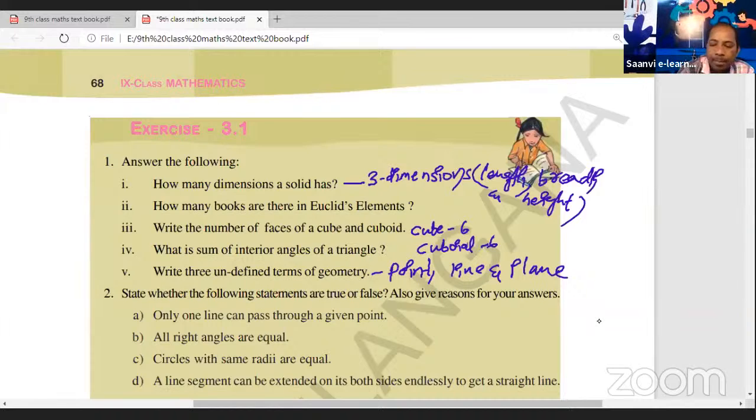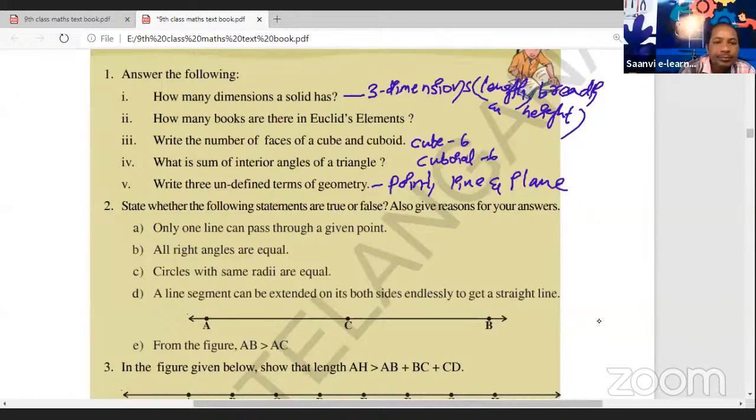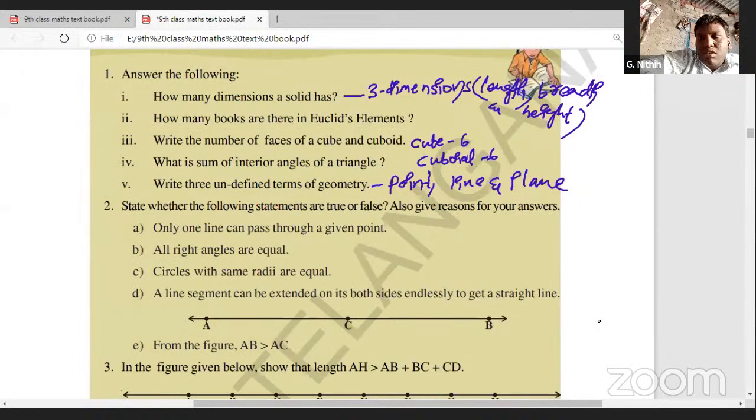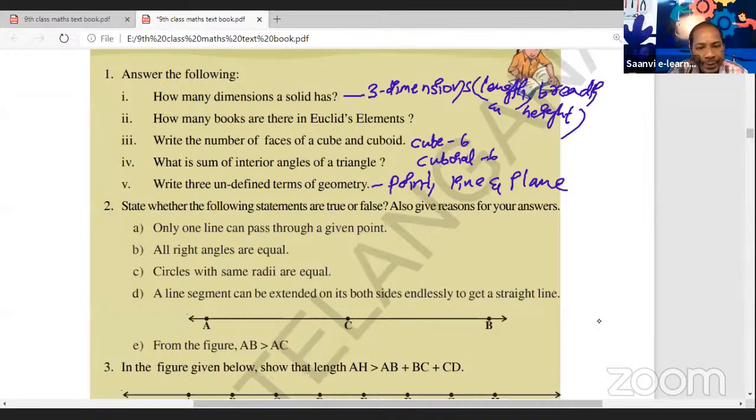First bit is completed. Now see the second bit here. State whether the following statements are true or false. Also give reasons for your answer. Okay. So see here, first one. Only one line can pass through a given point. Is it true or false? Who will say this answer?